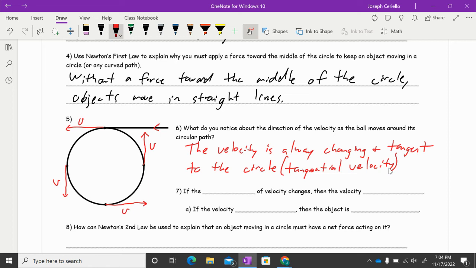Some people might say, well, it's moving at a constant speed, so the velocity is not changing. That's not true. Velocity is both magnitude and direction because it's a vector. So if the direction of the velocity changes, then the velocity is changing. It doesn't matter if the magnitude of the velocity isn't changing. All you need to do is change one of them, or both of them, for the velocity to be changing. And if the velocity is changing, then the object is accelerating.